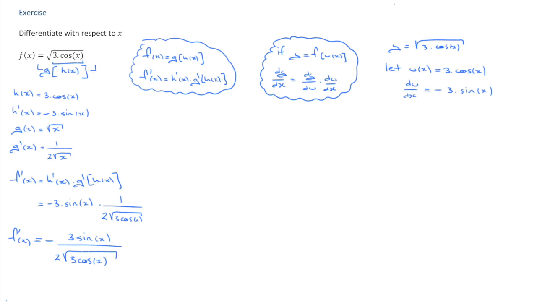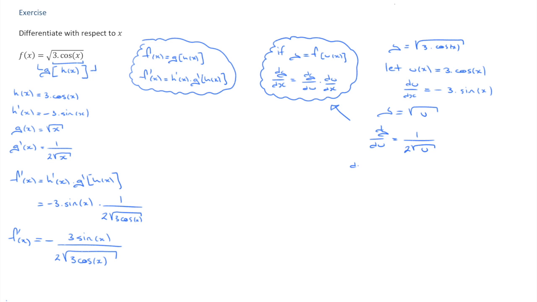We can also see that since u of x equals 3 cosine of x, y can be written as y equals the square root of u. And now we can differentiate y with respect to u, in other words, as though x wasn't there. The only variable there is u. And so we need the derivative of the square root of u, and that would be dy du is equal to 1 over 2 root u. And we're done. All we need to do now is use this formula inside the chain rule.